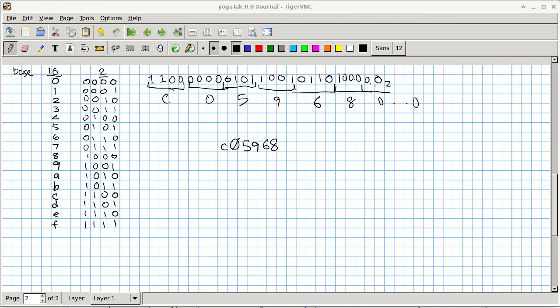64 minus 24 is 40. And since each hexadecimal digit corresponds to 4 bits, how many zeros do I need to pad on the right-hand side? 10 zeros, very good. All right, so I think we're getting the hang of this. 1, 2, 3, 4, 5, 6, 7, 8, 9, 10.